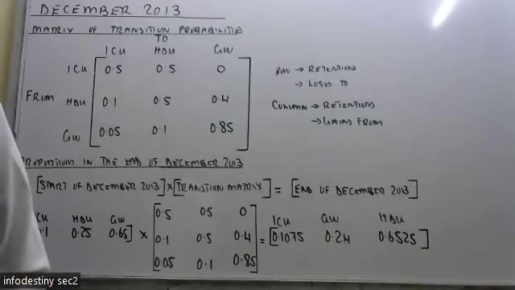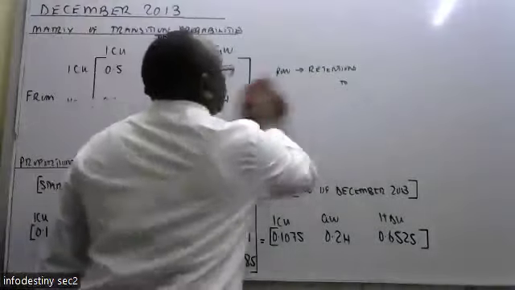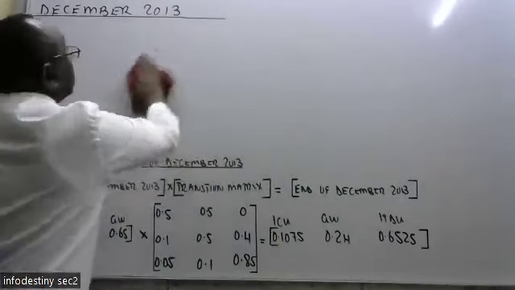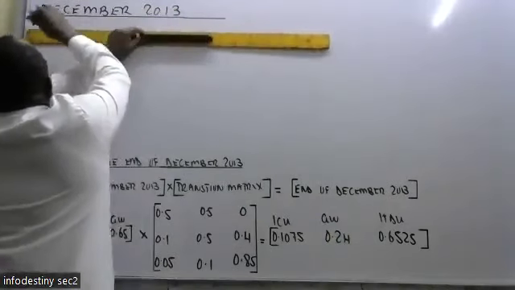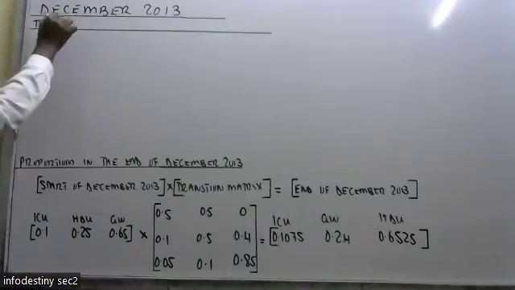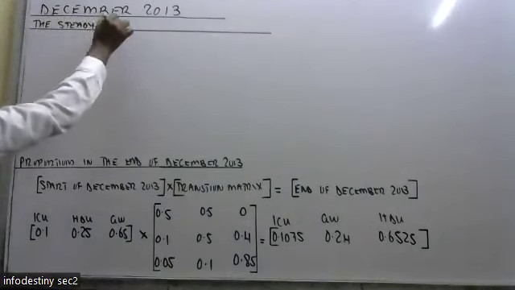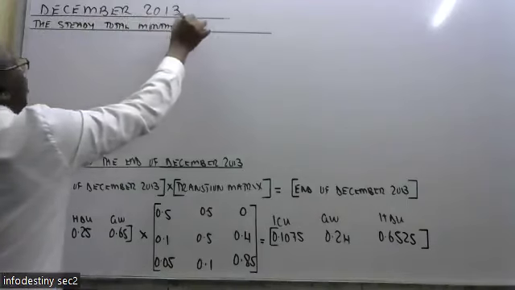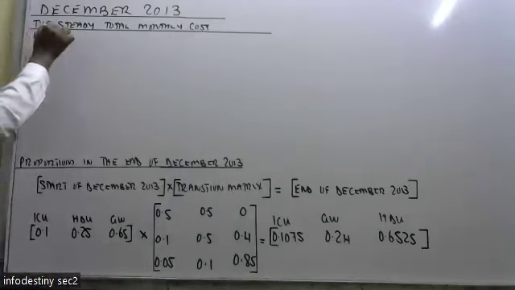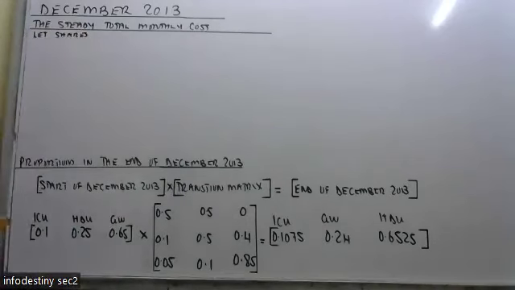The steady total monthly costs. So the steady total monthly costs. So let's find the long run shares.